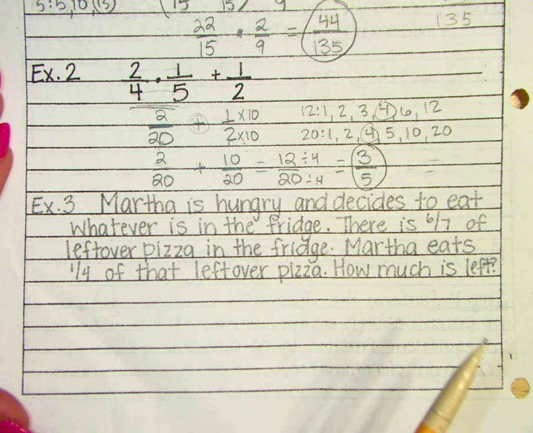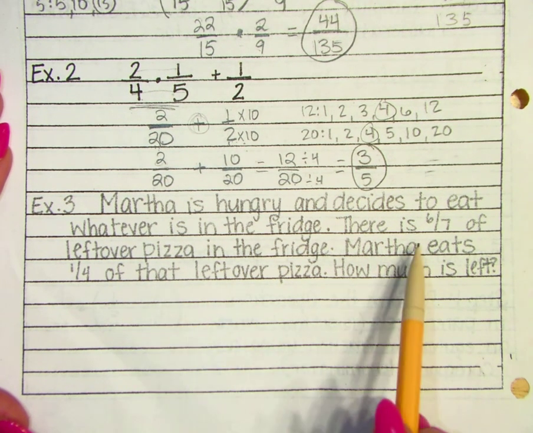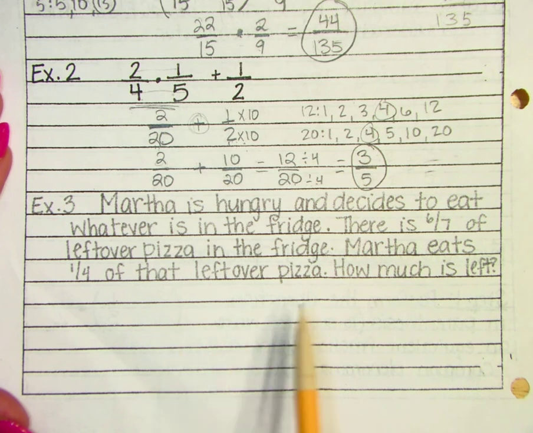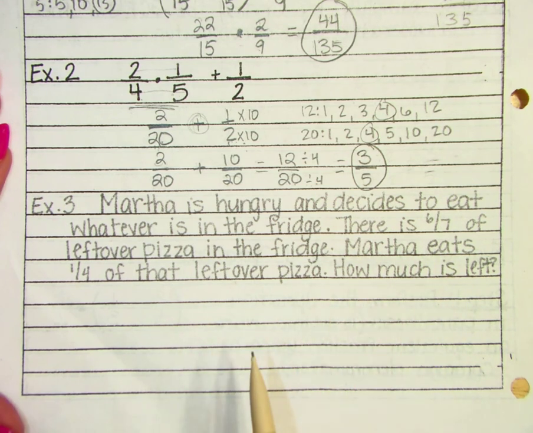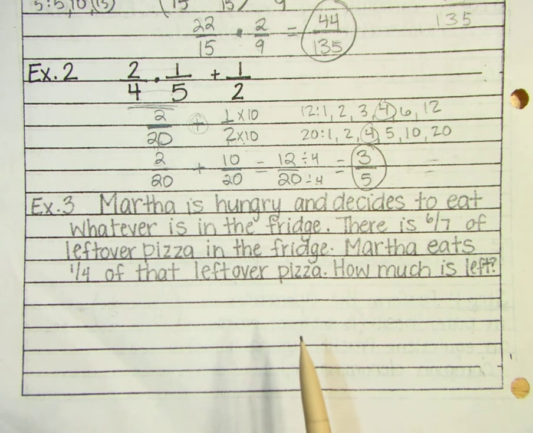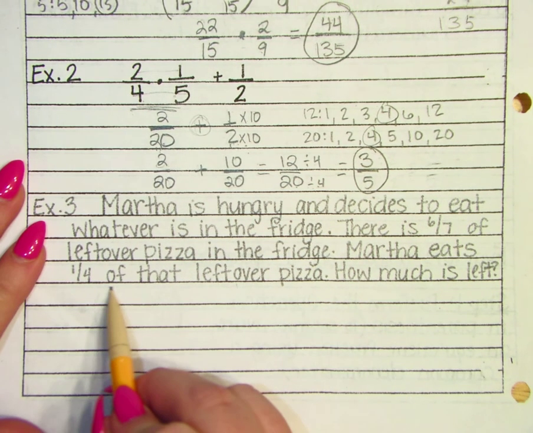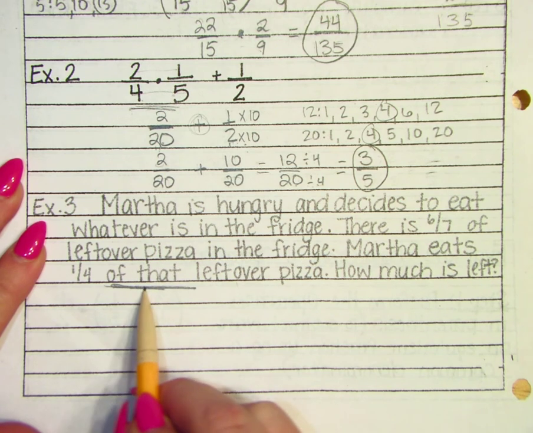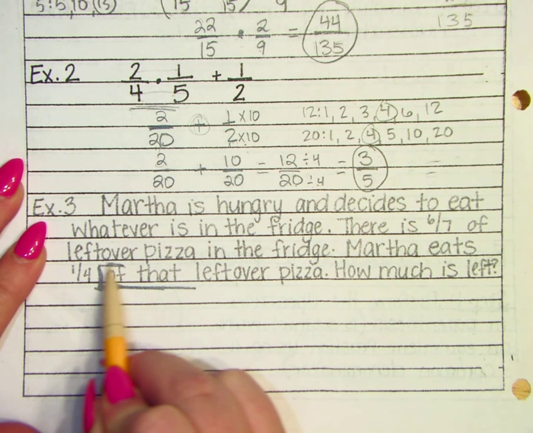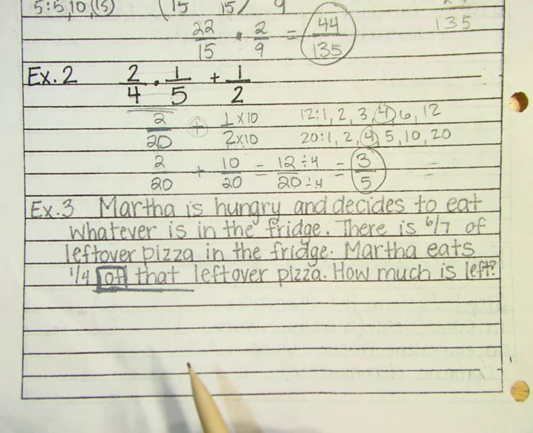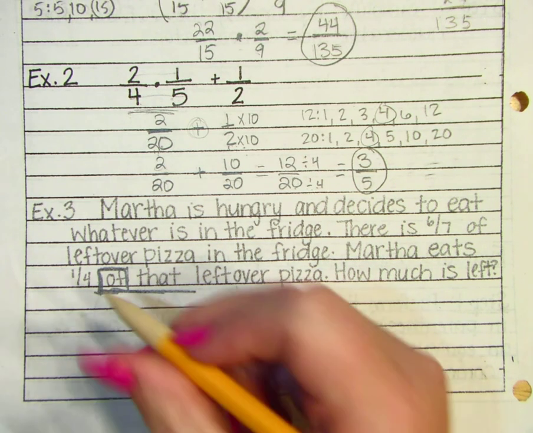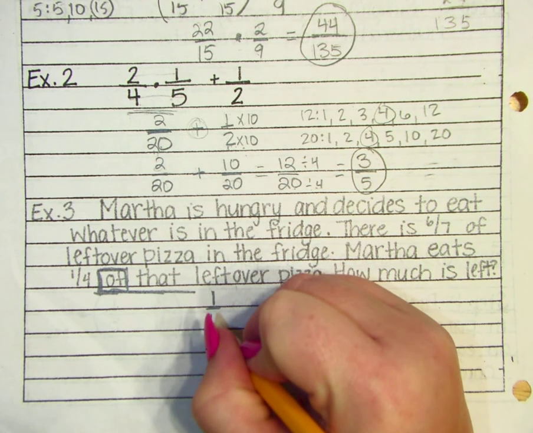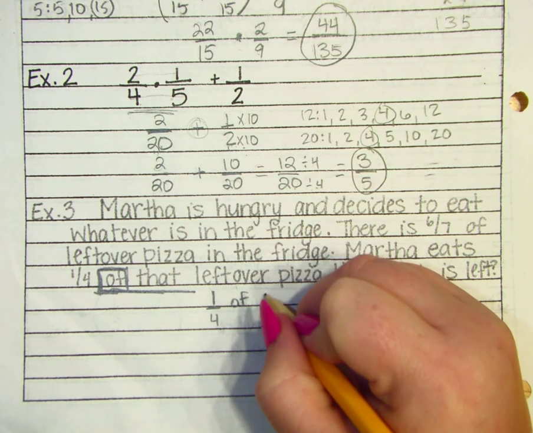Martha is hungry and decides to eat whatever is in the fridge. There is 6/7 of leftover pizza in the fridge. Martha eats 1/4 of that leftover pizza. How much is left? So if Martha eats 1/4 of that leftover pizza, there's your key right there, of that leftover pizza. Of, box that word in. Remember, you guys have learned this before, that of tells me that I'm multiplying. So what I'm doing is 1/4 of the leftover pizza, which is 6/7 of a pizza.